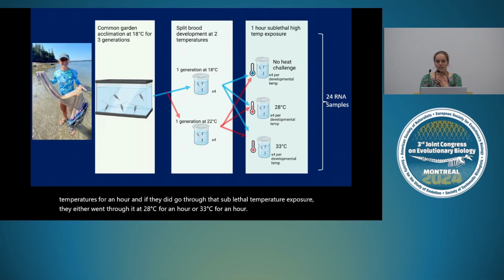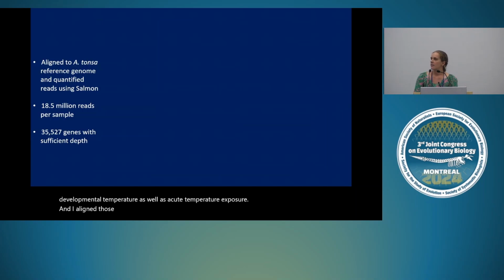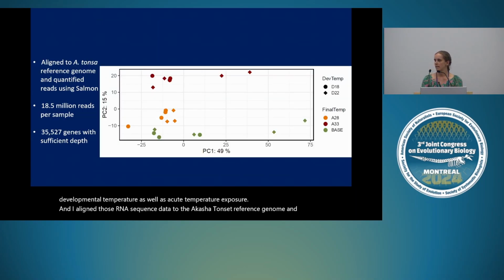And then I extracted RNA from those samples to look at gene expression response to both developmental temperature as well as acute temperature exposure. And I aligned those RNA sequence data to the Acartia tonsa reference genome and quantified reads using Salmon, and here they are visualized as a PCA.